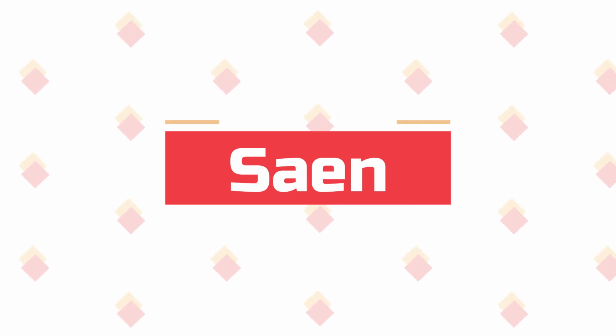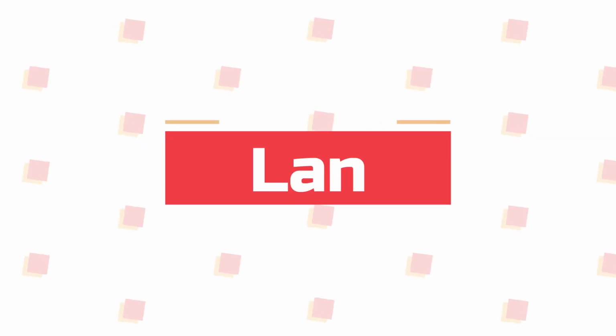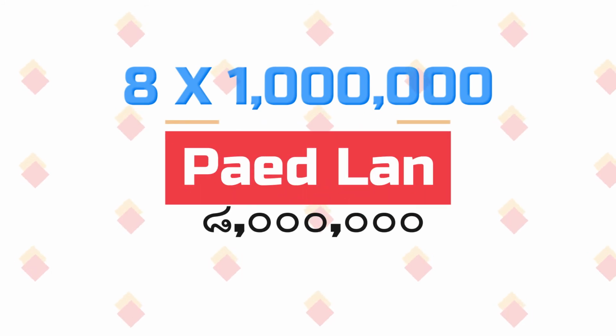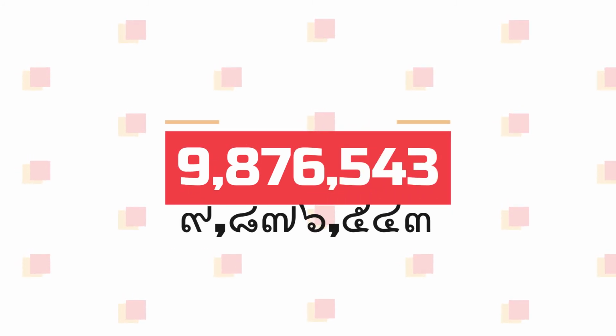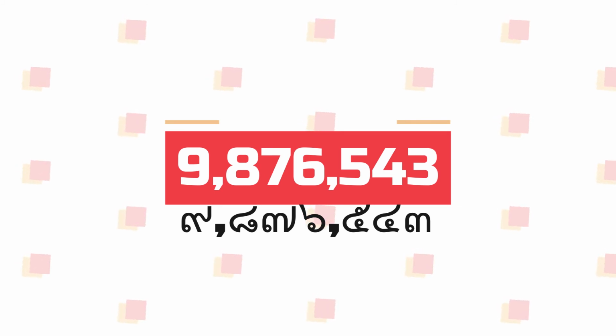So example, 700,000. Then lastly, million is ล้าน. So 8 million is 8 ล้าน. So this is an example of a very long number in Thai, but don't worry, just keep practicing. So this is 9 ล้าน 8 แสน 7 หมื่น 6 พัน 543.